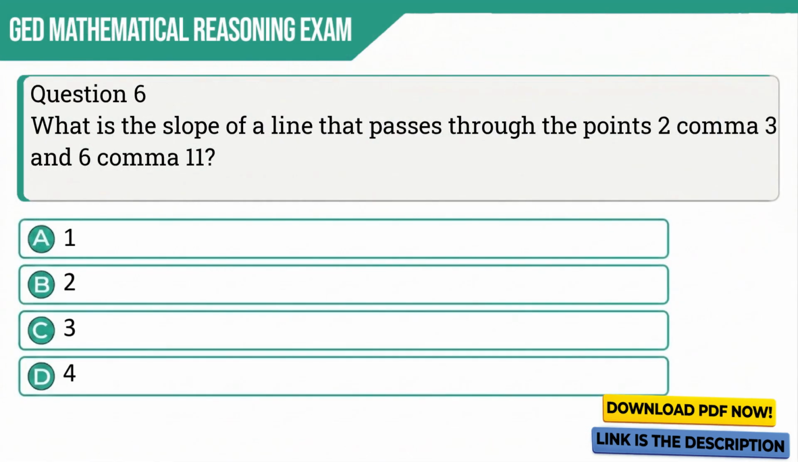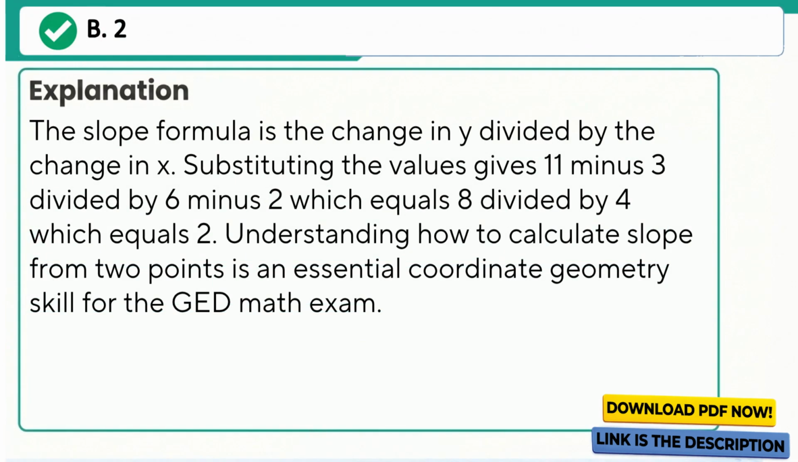Question 6. What is the slope of a line that passes through the points (2, 3) and (6, 11)? A. 1. B. 2. C. 3. D. 4. Correct answer, B. 2.